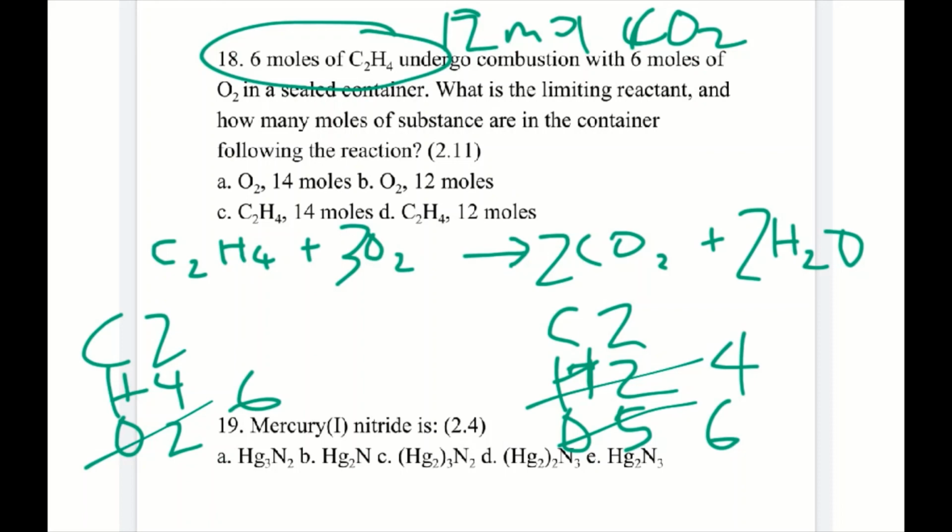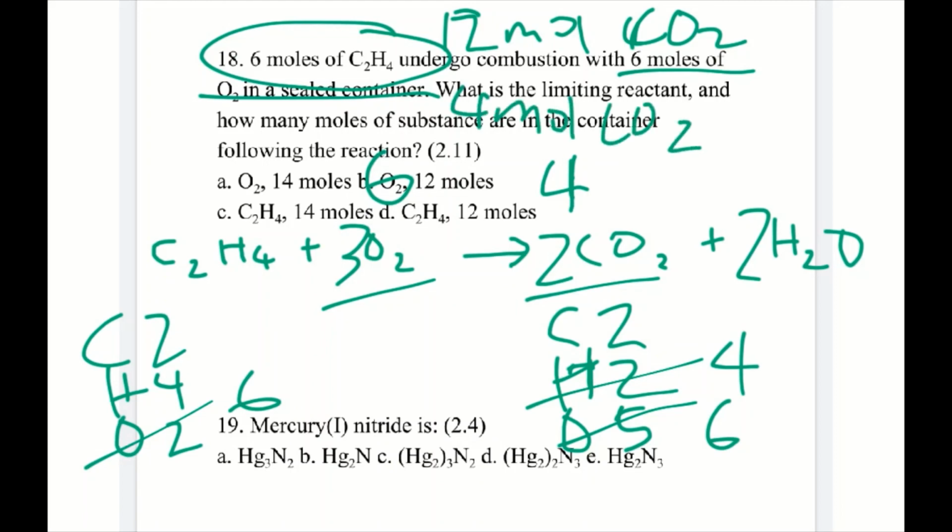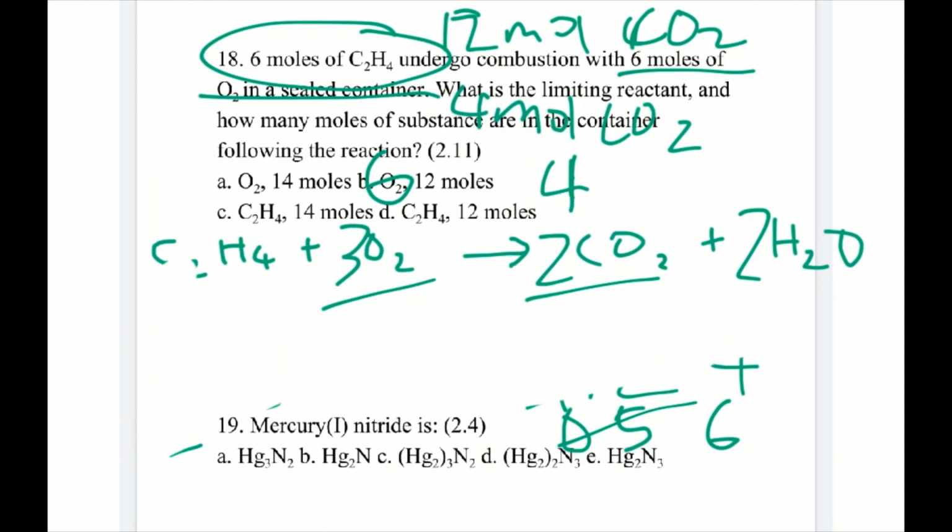Now what about O2? Well, if it's a 3 to 2 and we have 6 moles of O2, then we will produce 4 moles of CO2 based on proportions. So this is 4 moles of CO2. Now the one that produces less product is going to be our O2. So that is our limiting reactant, and let me fix the 2. And thus C and D are out, so our limiting reactant will be O2, so it's either A or B.